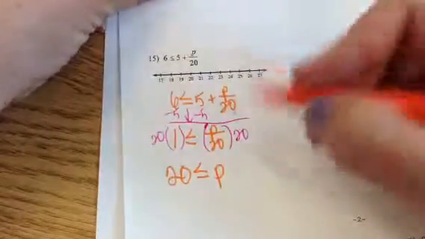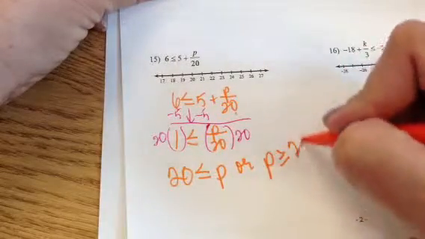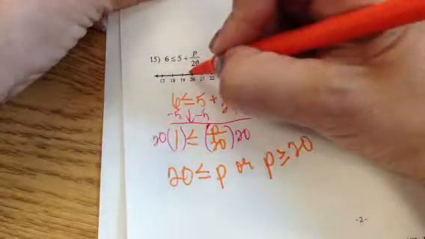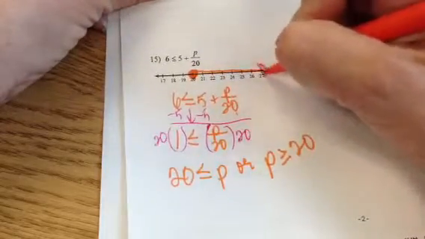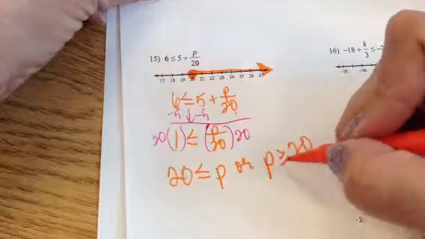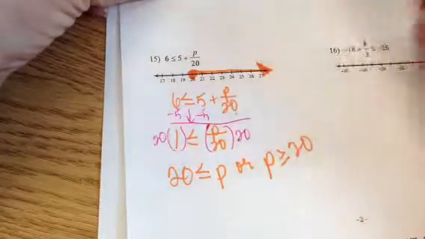Now, I like to write mine in the other direction. The mouth of the inequality is open to the p. I'm going to write it that way because it reads p is greater than or equal to 20. And that gives me a better sense when I read it in this direction with the variable on the left. I get a better idea about how I'm going to graph my inequality.